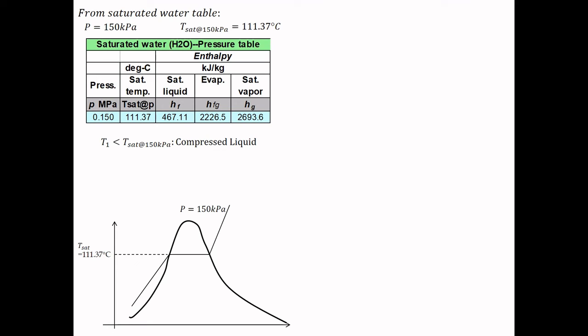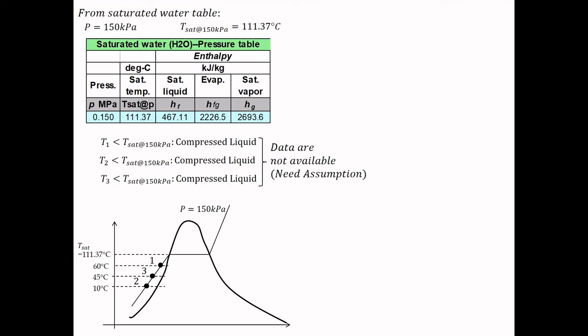Now compare with the temperature given for the water at the inlet and also at the outlet. For the first inlet, T1 is lower than T saturated at 150 kilopascal, so the phase of the water at the first inlet will be compressed liquid. T2 is also lower than T saturated at 150 kilopascal, also considered compressed liquid. And for state number 3 at the outlet, T3 is also lower than T saturated at 150 kilopascal, and the phase is also compressed liquid. In order to determine the value of h, we need to use the compressed liquid table. However, due to the low temperature and low pressure, data are not available, so we need to make an assumption where we assume that the enthalpy for each state takes the value of enthalpy at saturated liquid based on temperature. So assume the condition as saturated liquid at constant temperature.